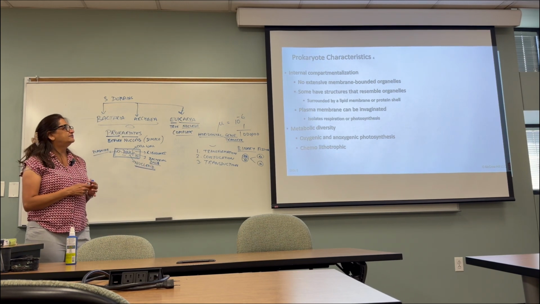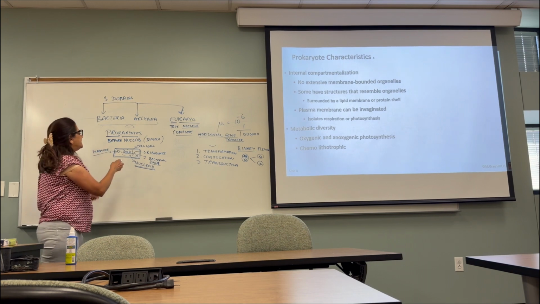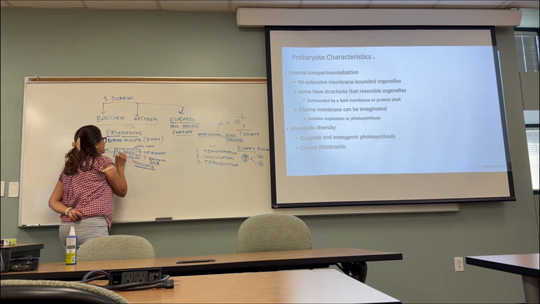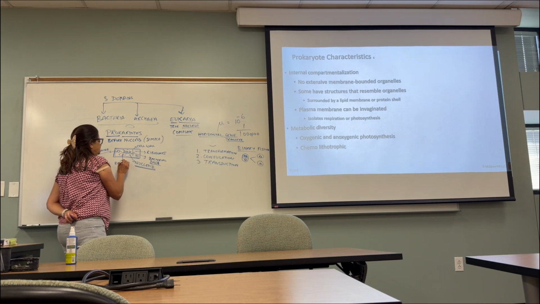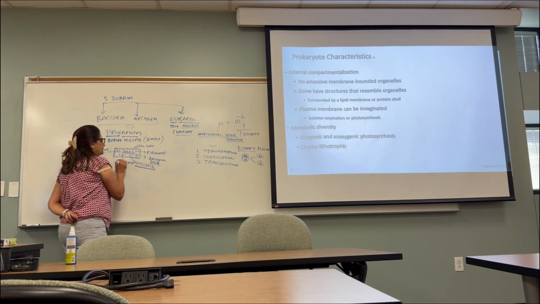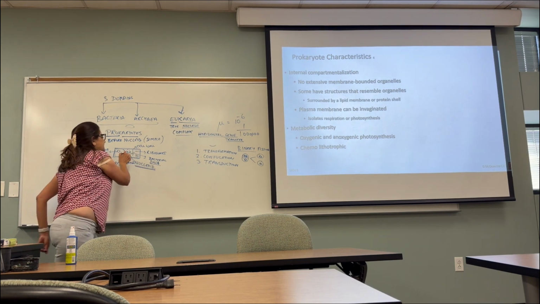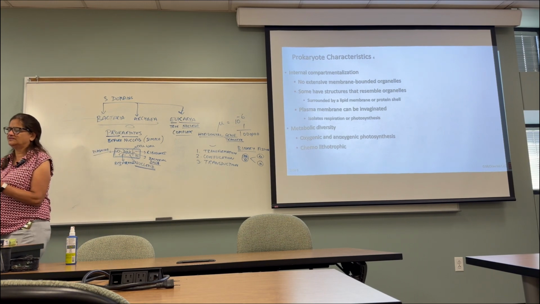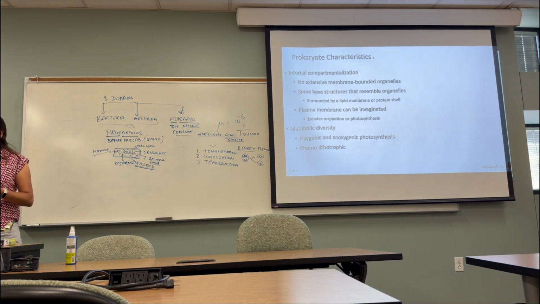Make sense? Or they can isolate a certain area inside the cell that will be responsible for respiration. So it's not really going to be a mitochondria, but it's something in that area that designates it to conduct respiration. And they are metabolically very diverse. They have oxygenic and anoxygenic photosynthesis. And they are chemolithotrophic, meaning they use some types of chemicals in order to conduct their metabolism.